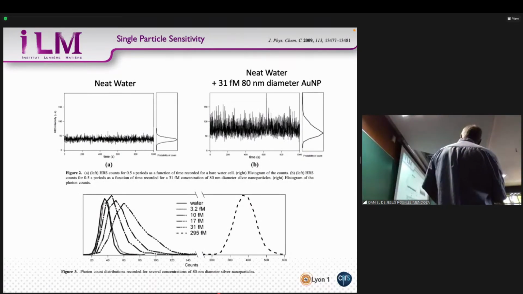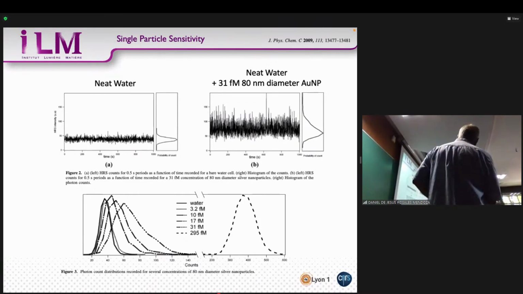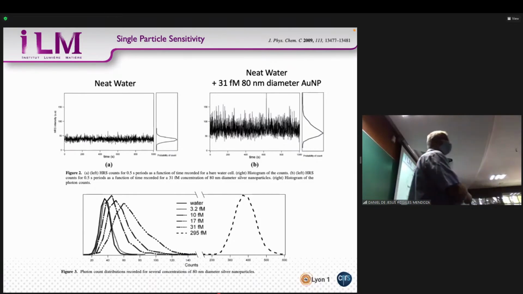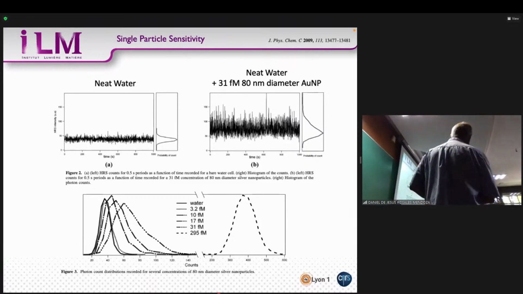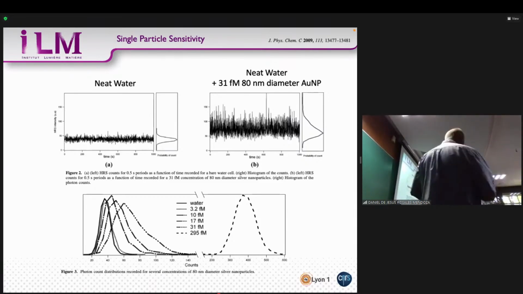So we go back, we see neat water. This is what we get. This is just a measure of the intensity as a function of time. I put 31 femtomolar of 80 nanometer particles. Why this? Because I've calculated that on average, I should have 1 particle in the beam waist. That's what I get. I have the sensitivity for single particles. And I can discuss the shape of this, but I will.